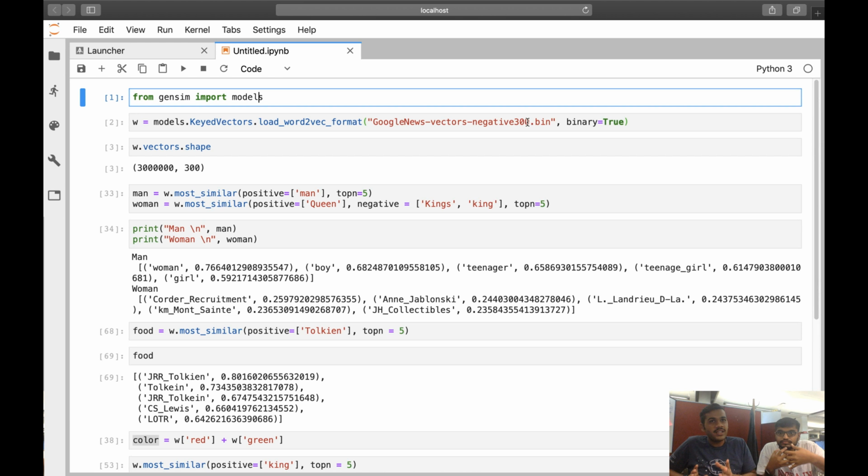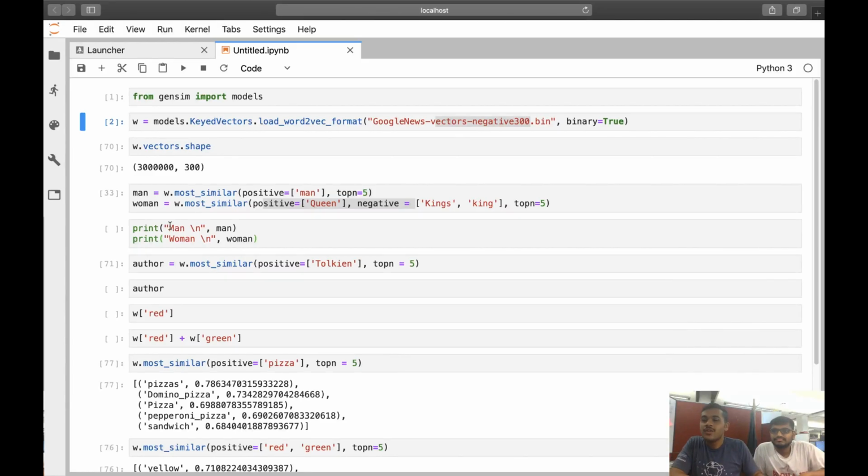It's actually a huge file, 1.78 gigabytes when compressed, but when uncompressed it's 3.64 gigabytes of data. That's because there are about 3 million words, so the size is 3 million by 300. Each vector is of size 300.